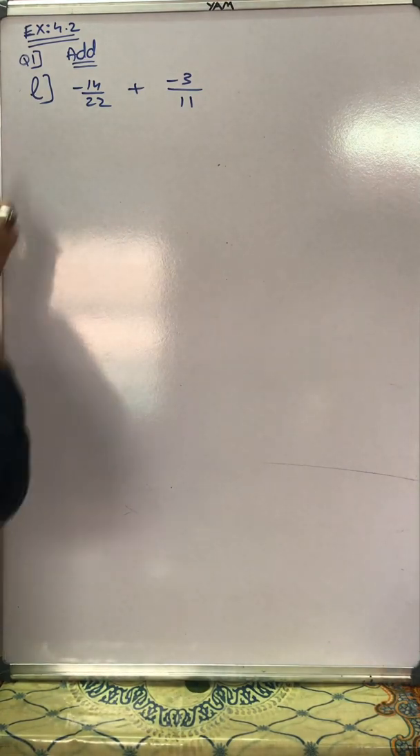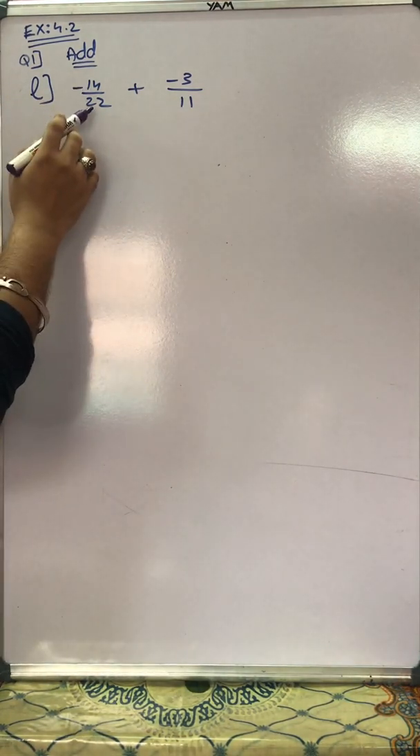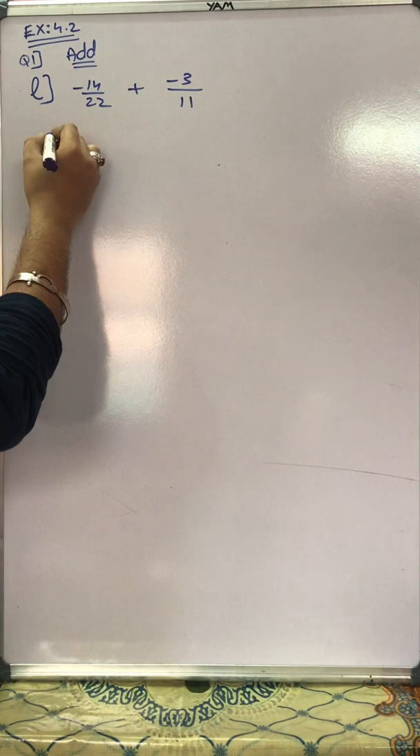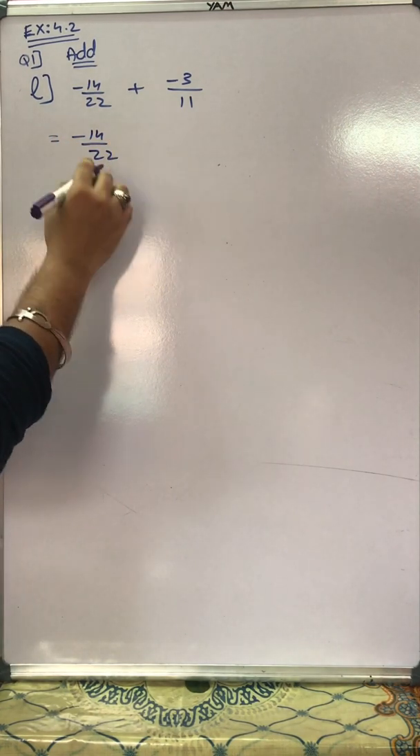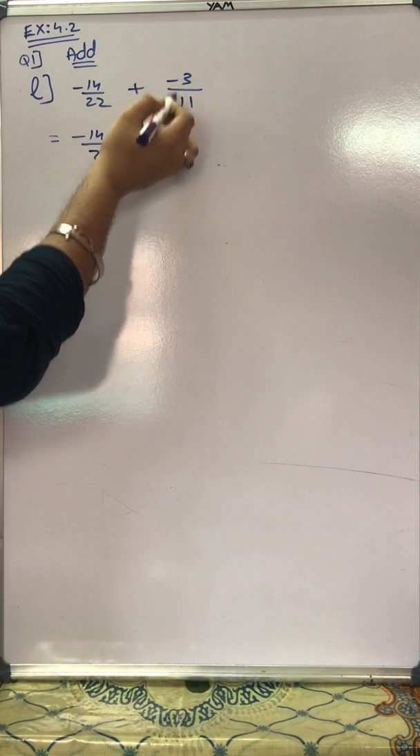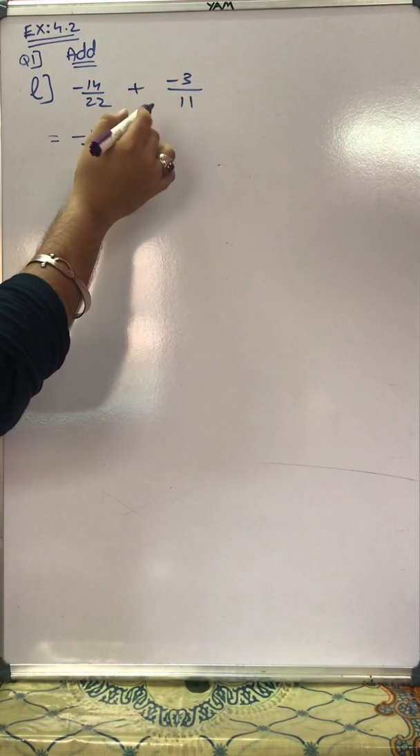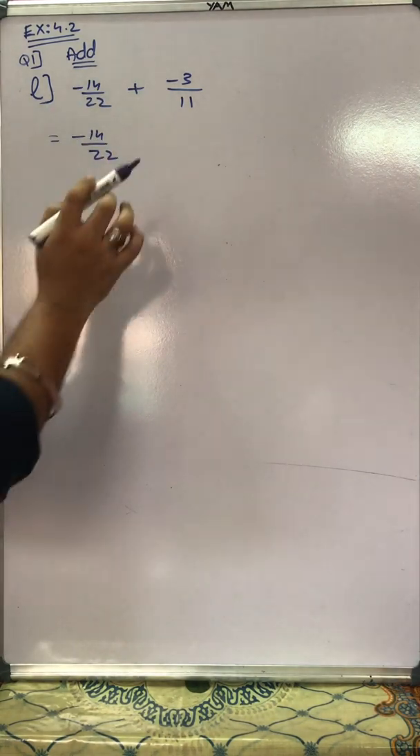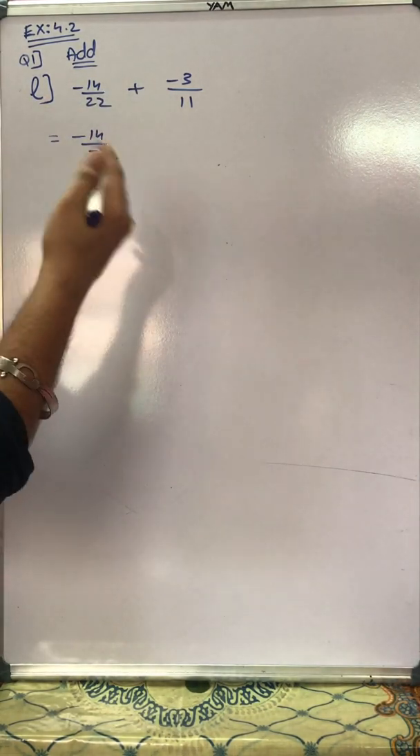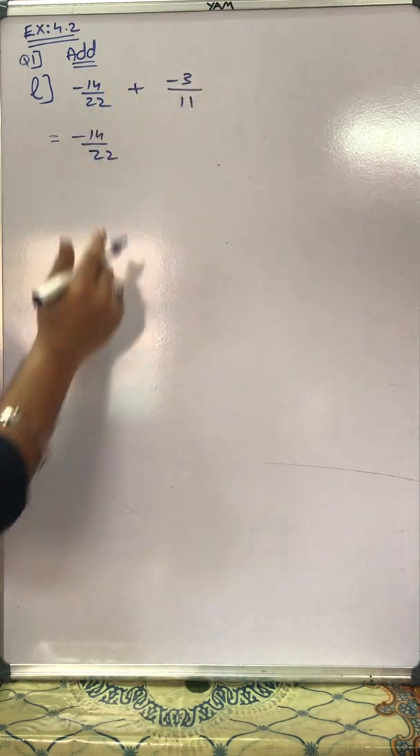Next question is sub question L, minus 14 upon 22 plus minus 3 upon 11. So here I'll copy minus 14 upon 22, and once again I can see here this fraction is negative. Okay, so don't say that 3 is negative, don't say that 11 is negative. We can consider it as the whole fraction is negative.